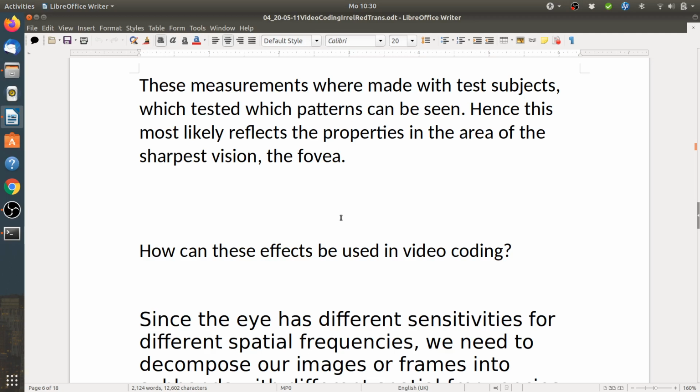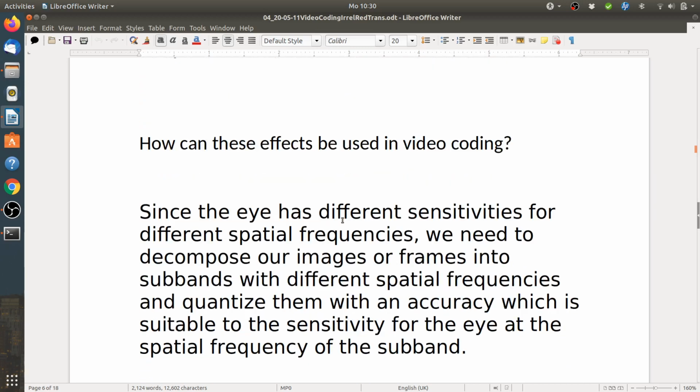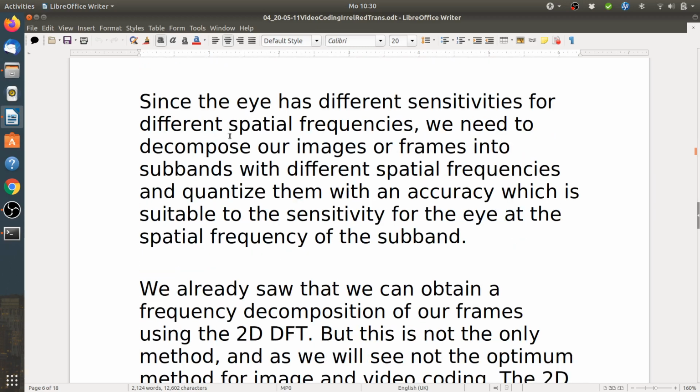So how can these effects be used in video coding? Since the eye has different sensitivities for different spatial frequencies, we need to decompose our images or frames into subbands with different spatial frequencies and quantize them with an accuracy which is suitable to the sensitivity of the eye at that spatial frequency of the subband, meaning we need to look at the contrast sensitivity function.